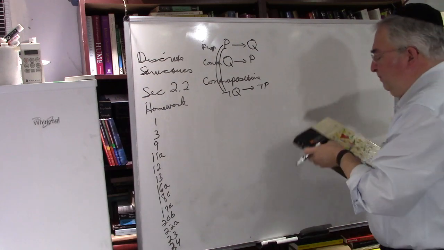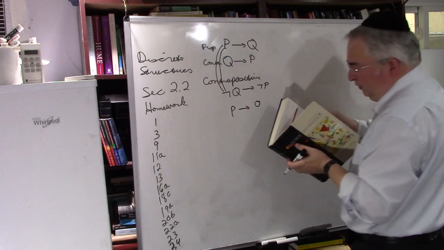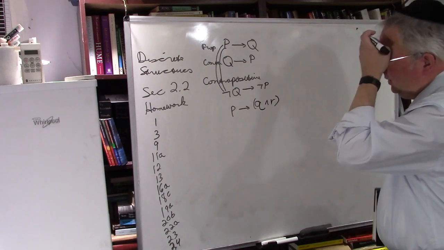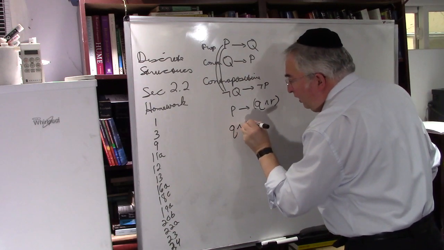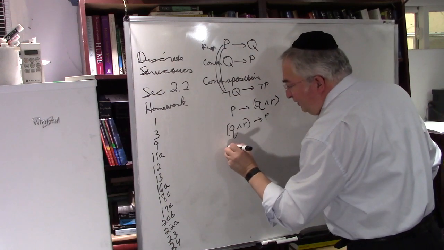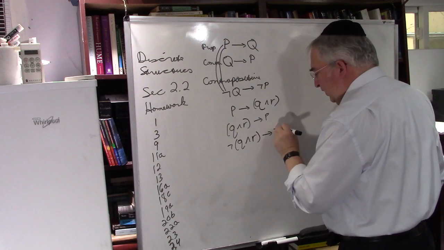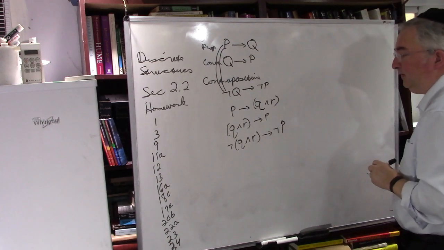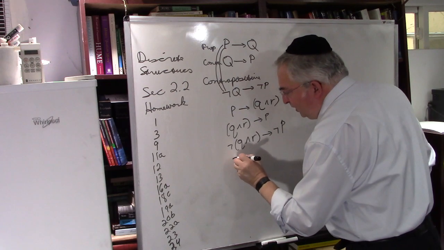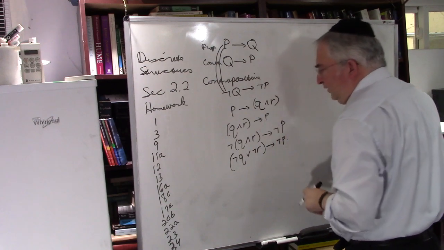Okay, so let's do it. P arrow Q and R. So the first thing is P arrow (Q and R). So that's the proposition. The converse is (Q and R) arrow P. The contrapositive is not (Q and R) arrow not P. If you want, you can fix this in some sense by doing De Morgan's law. So this becomes (not Q or not R) arrow not P. Okay? That's the first one.